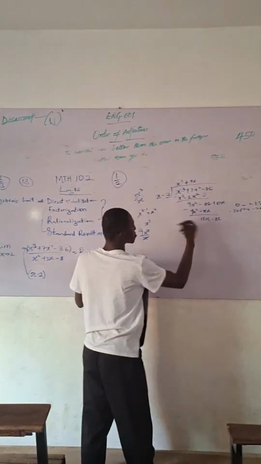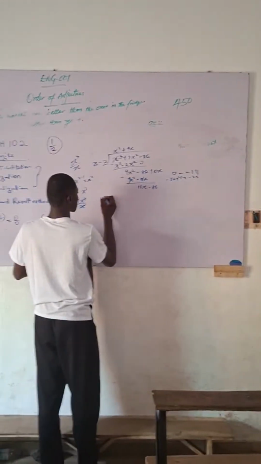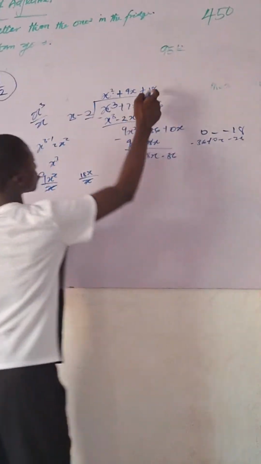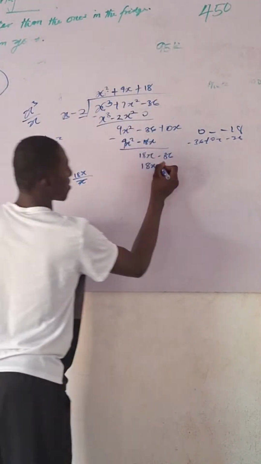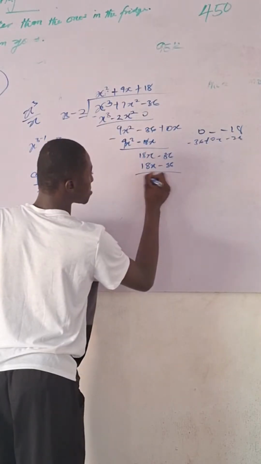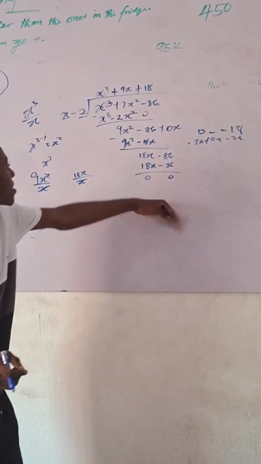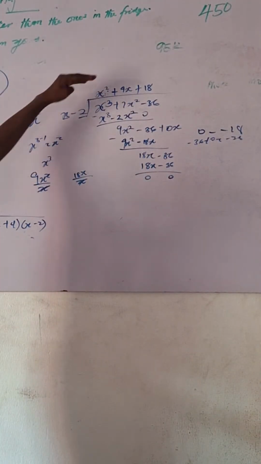So now we do the division of this. If I divide this 18x divided by x, that will be 18, right? So this will be 18 multiplied by this. 18x. 18 times this minus 36. So this will be 0. So since the remainder is 0, this is the divisor and this is the quotient.